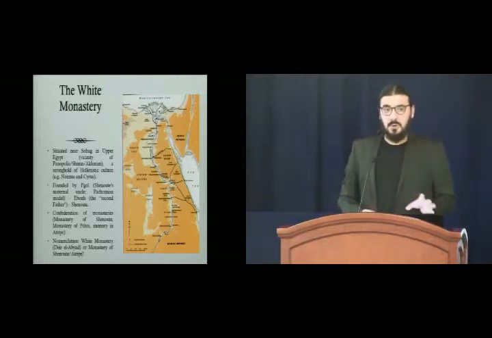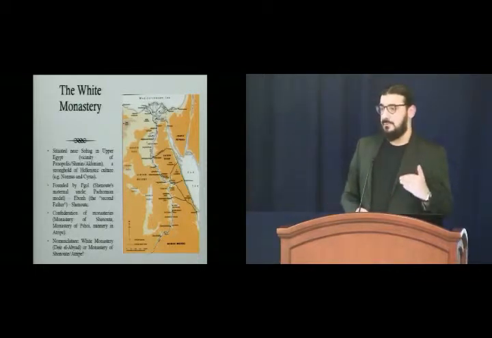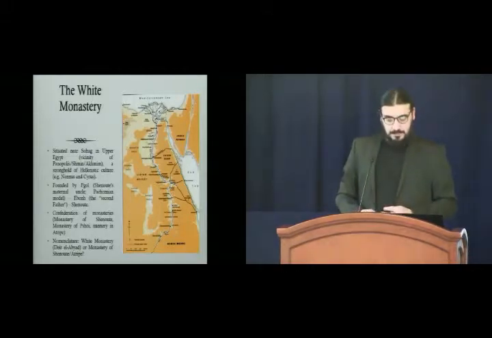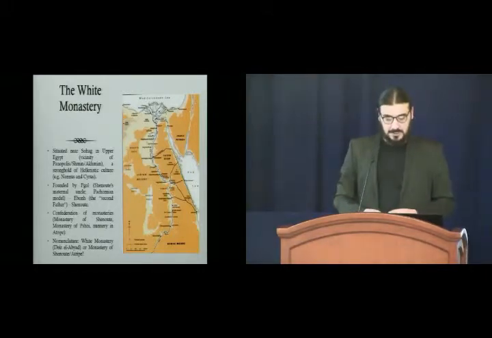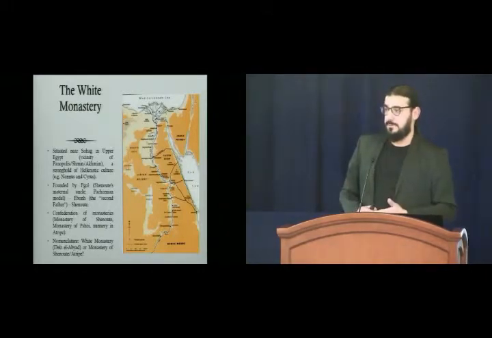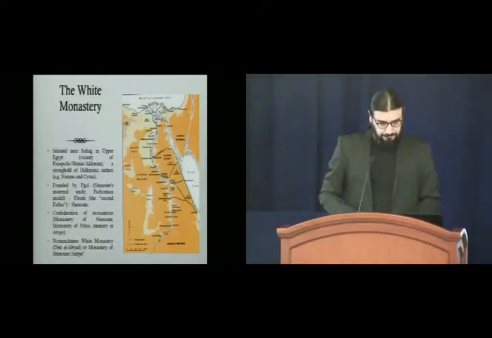Now, there is a problem related to the nomenclature of this place. We call it today White Monastery. This is derived from the Arabic, Der El Abiad. But in ancient times, this name is not attested. The ancient documents call the place the Monastery of Shenute, from the name of its most important archimandrite, or the Monastery of Atripe. The name White Monastery was used for the first time in Arabic sources, not earlier than the 14th century.